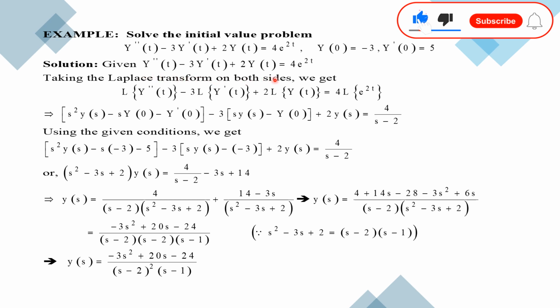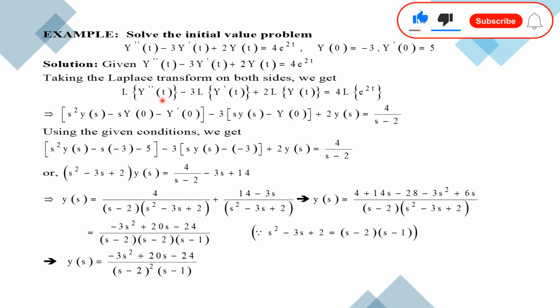This equation is given. Now the first step is always constant, that you have to take the Laplace transform of both sides. Laplace of y double prime of t, minus 3 Laplace of y prime, each term take the Laplace of each term. So Laplace of y of t and Laplace of 4 e power 2t.